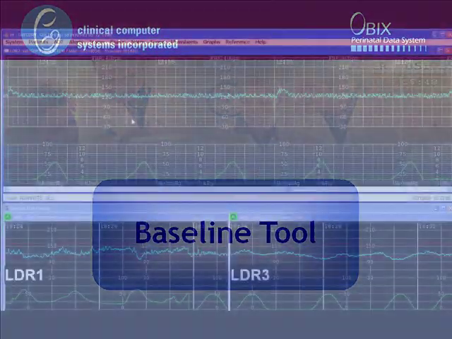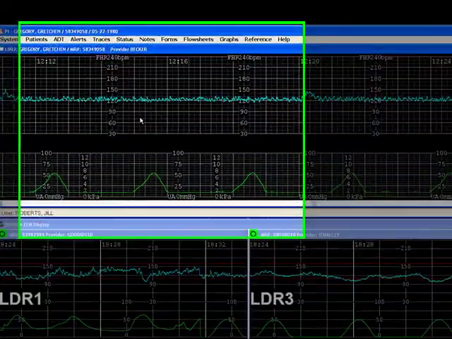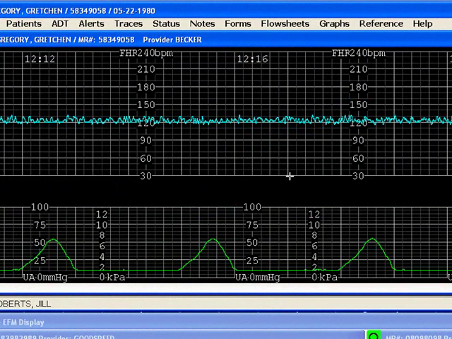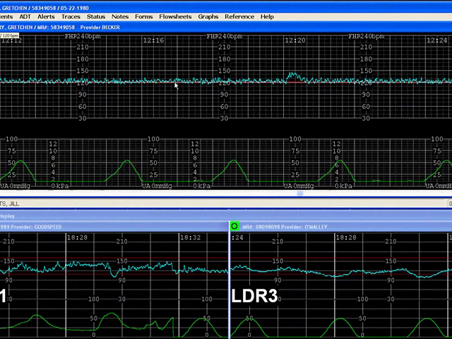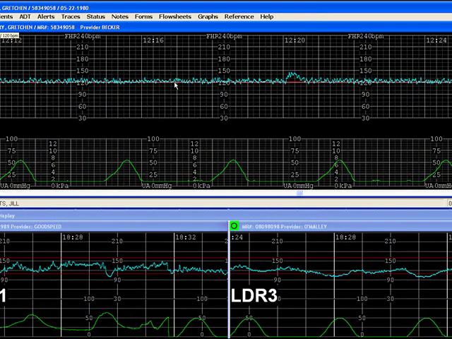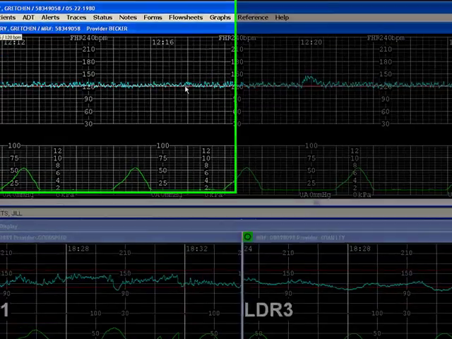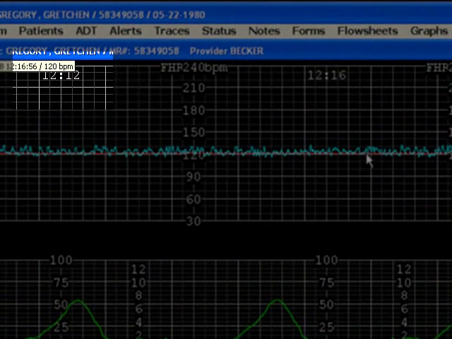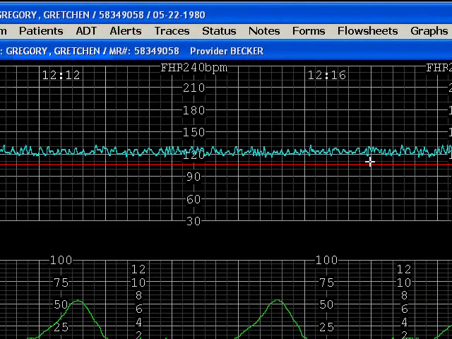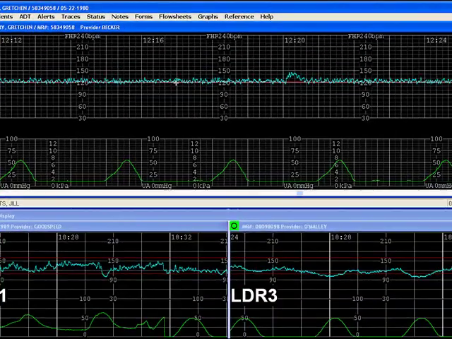Baseline tool. The baseline tool is a horizontal red line that is placed over the fetal heart rate tracing to help clinicians determine baseline to the nearest 5-beat mean per the NICHD guidelines. The baseline tool is hovered over visually identifiable baseline, allowing clinicians to choose the appropriate baseline mean. In this example, the fetal heart rate is 120 beats per minute.